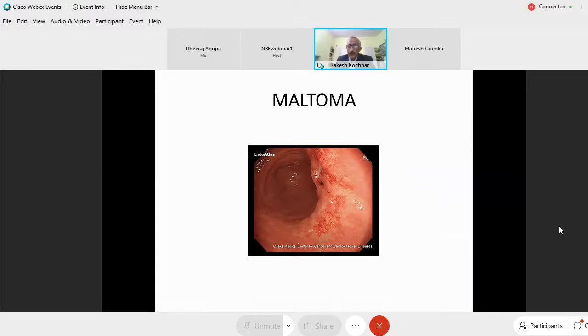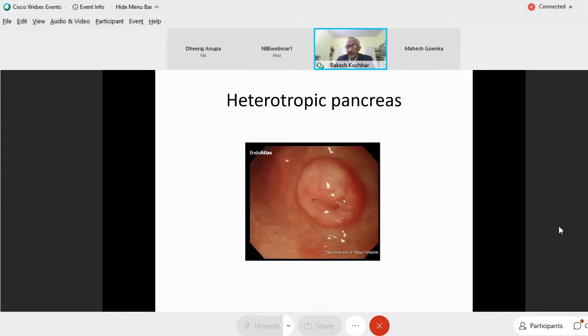Maltoma in patients with H. pylori positivity, very difficult to say it is maltoma unless you do histology. So histology is important for such lesions.